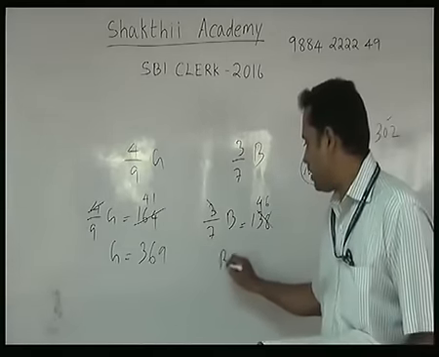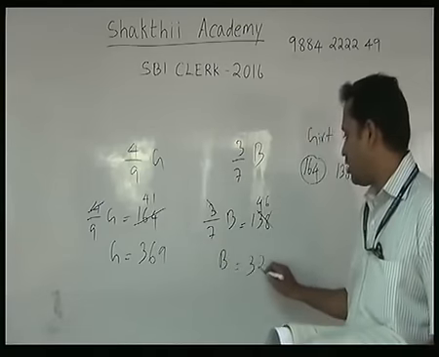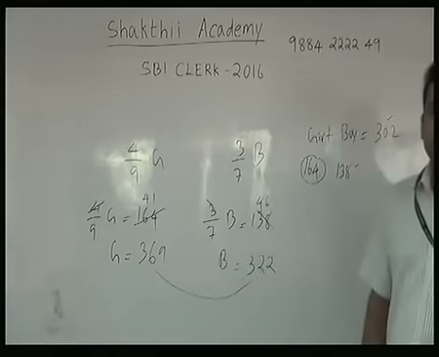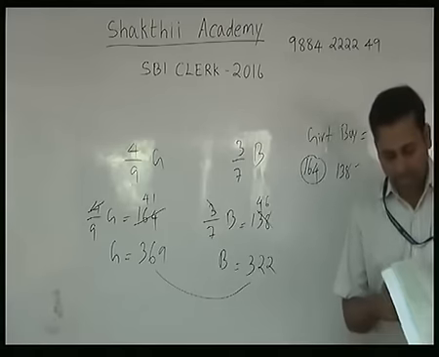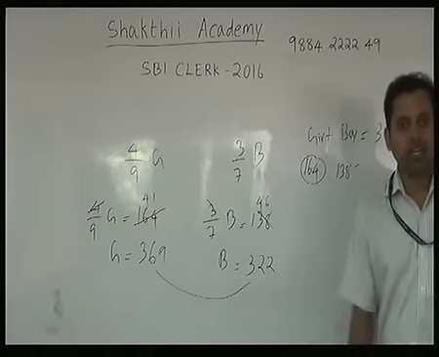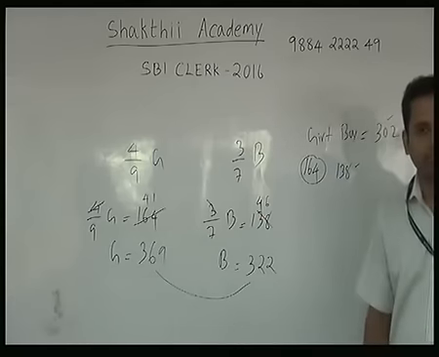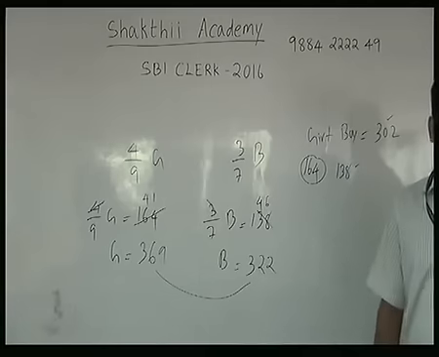Number of boys is equal to 322. Now when you add both the values, that is the total number of students in the school or not? So when you add both the values, you will get the total number of students. What is the total number of students? 691 in the option. Correct?